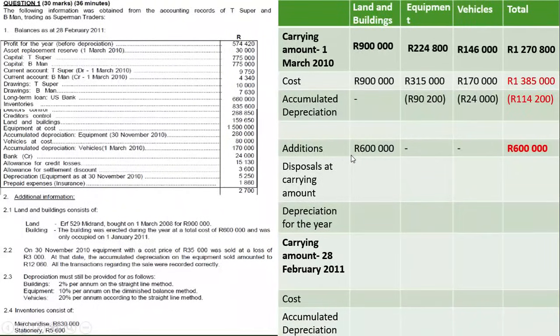Now let's move on to disposals at carrying value. Let's look at our additional information. Did we dispose of land and buildings? No, we did not dispose of any land and buildings. So we put a dash there. And then let's look at equipment. Did you dispose of equipment? Well, I'm sure by now you should know we disposed, and we looked at that in 2.2. On 30 November 2010, equipment with a cost price of 35,000 rand was sold at a loss of 3,000 rand.